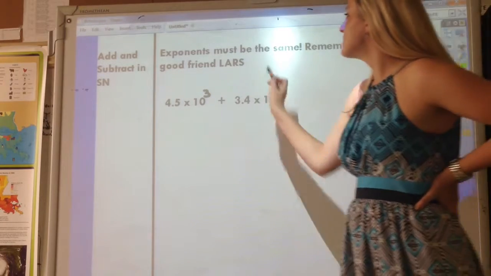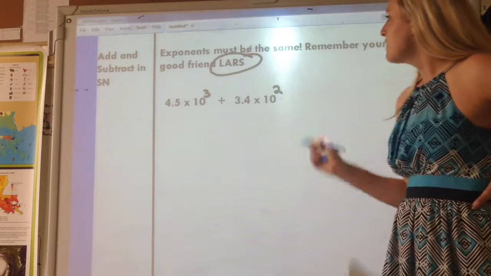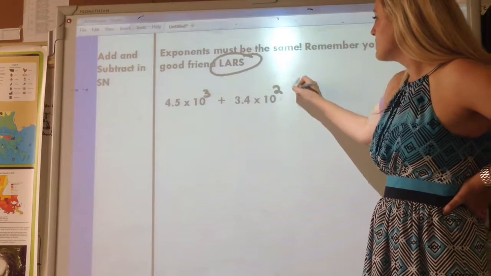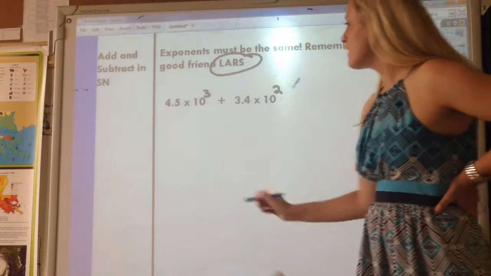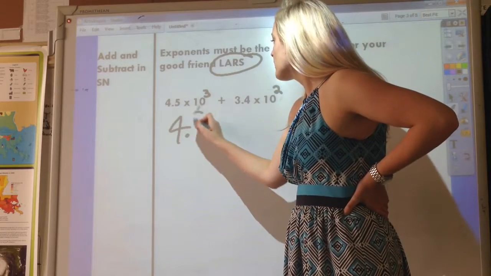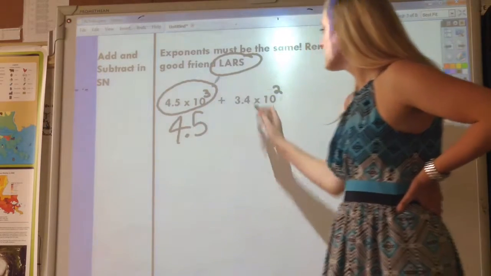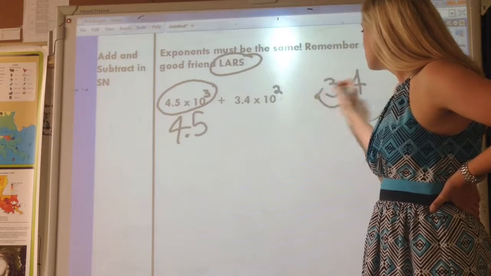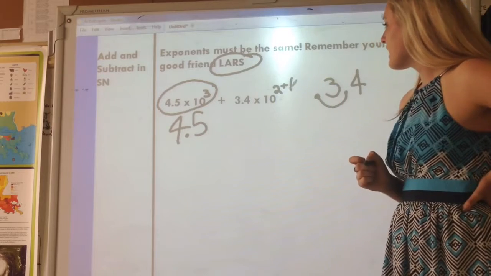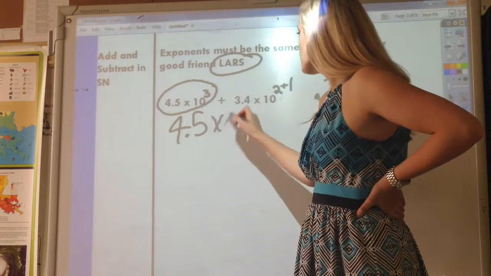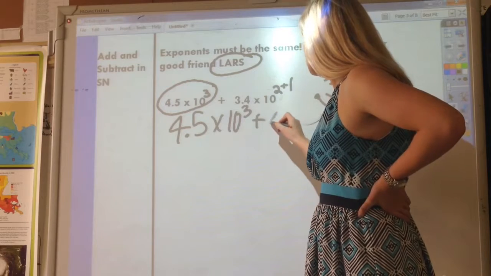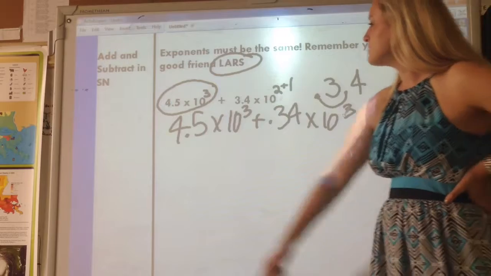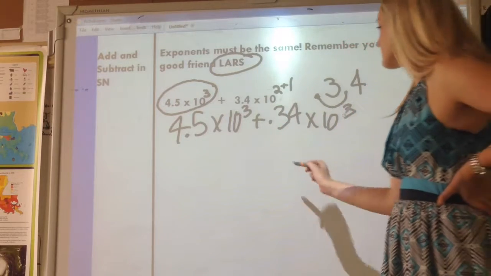And the way I do that is I remember my good friend Lars. If I want to add 1 to my exponent, I know I have to move my decimal to the left. So I know that I'm going to keep 4.5 because it has the larger exponent. But let's go ahead and move 3.4 1 space to the left, and that means I can add 1 to my exponent. So my new problem is 4.5 times 10 to the 3rd plus 0.34 times 10 to the 3rd. My last step here is just to add my coefficients. So let's go ahead and do that.